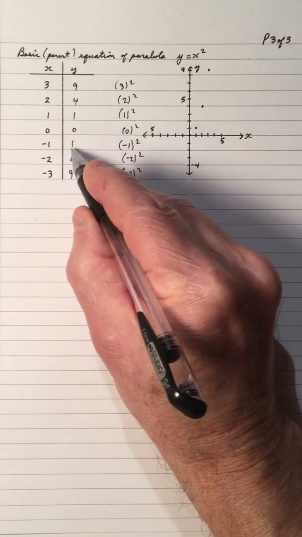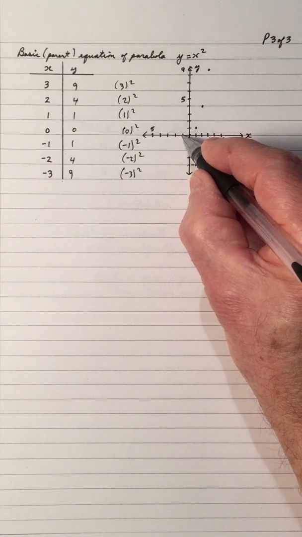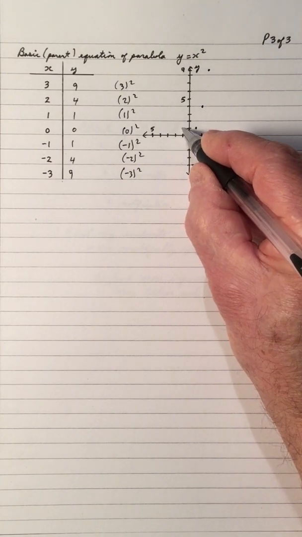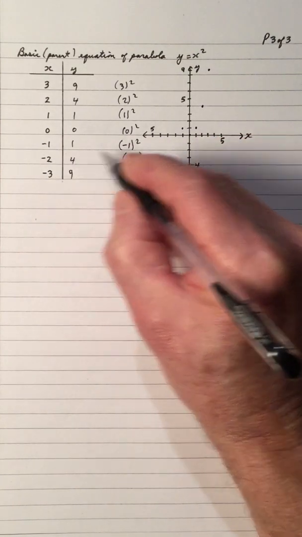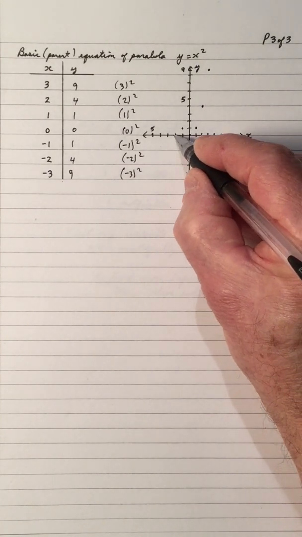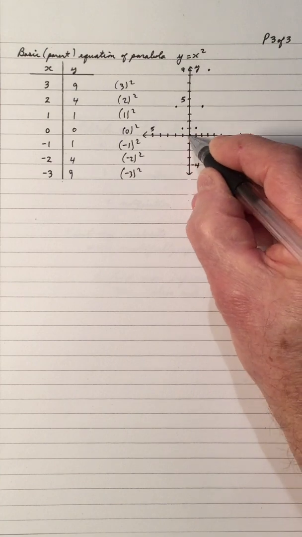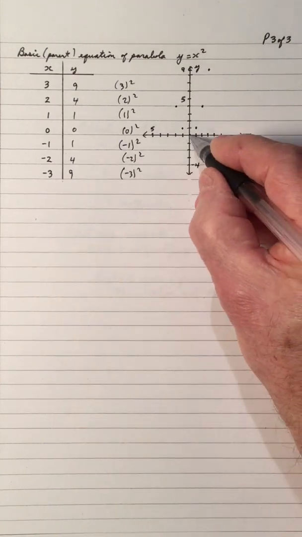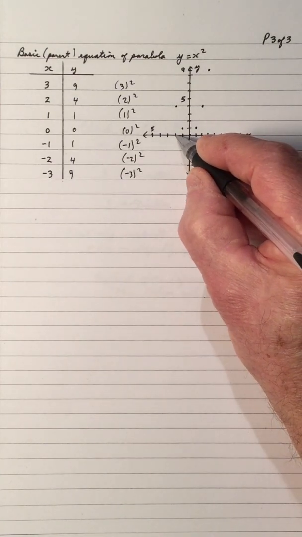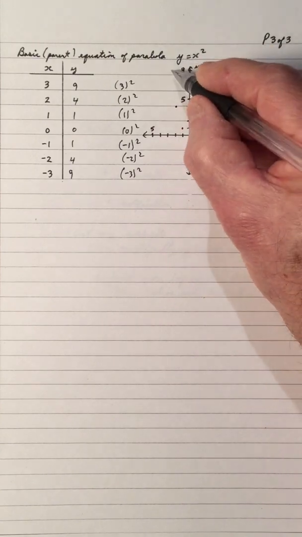When x is negative 1, y is 1. When x is negative 2, y is 4. And when x is negative 3, y is 9.